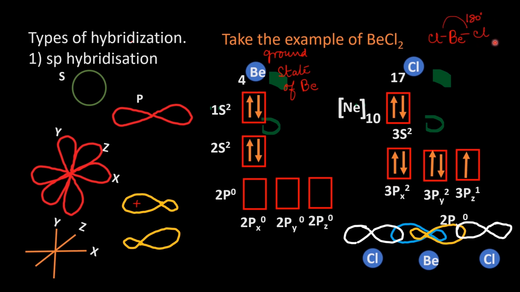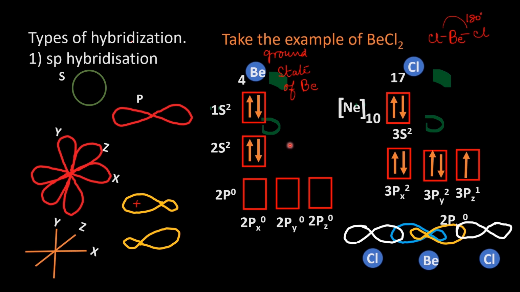For that, let us take up chlorine atom. Chlorine atom, atomic number is 17. The orbital picture of chlorine in the ground state can be represented as neon 10, then 3s2, 3px2, 3py2 and 3pz1. In beryllium chloride, there are 2 chlorine atoms. It is the single electron present in the 3pz orbital that bonds with the beryllium central atom.